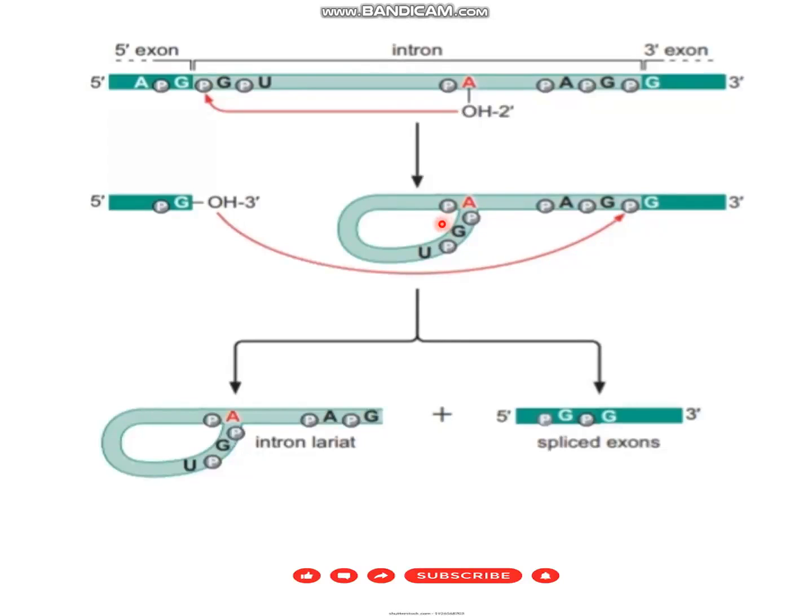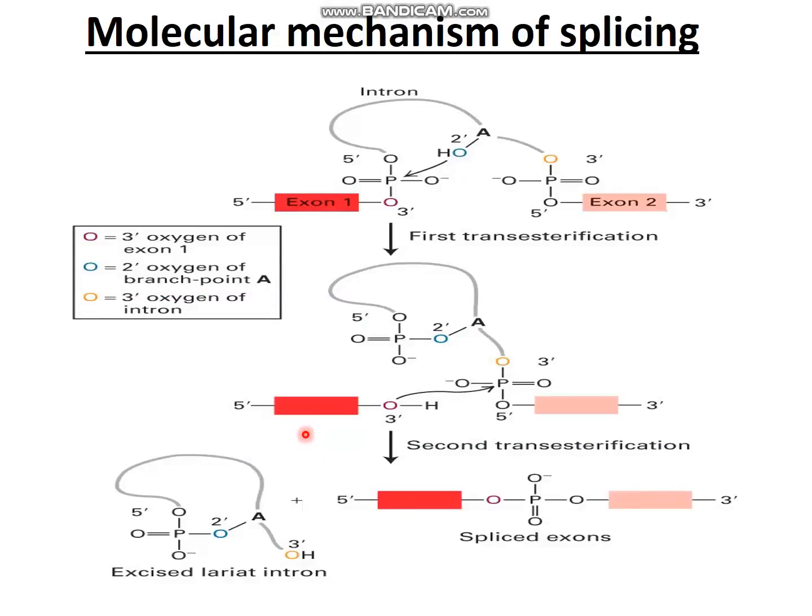Now for the second reaction, the 5' exon, or more precisely the newly liberated 3' hydroxyl group of the 5' exon, reverses its role and becomes a nucleophile that attacks the phosphoryl group at the 3' splice site. This second reaction has two consequences. First, and most importantly, it joins the 5' and the 3' exons together, and secondly, it causes the removal of the intron in the form of a lariat structure. So this figure again shows the molecular mechanism of splicing, which involves two trans-esterification reactions for the removal of the intron in the form of a lariat structure.